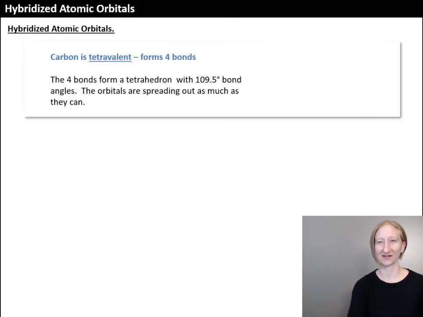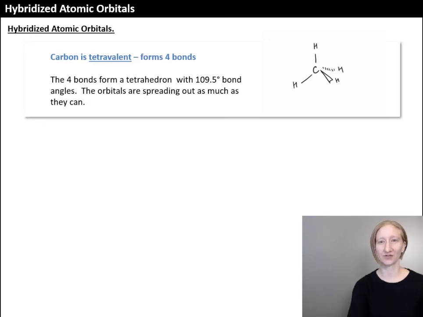Organic chemistry focuses on carbon, so today we too will focus on carbon. And if we recall our valency rules, carbon has a valency of 4. We say it's tetravalent, and so carbon forms 4 bonds. And those 4 bonds form a tetrahedron with 109.5 degree bond angles. The orbitals are spreading out as much as they can.